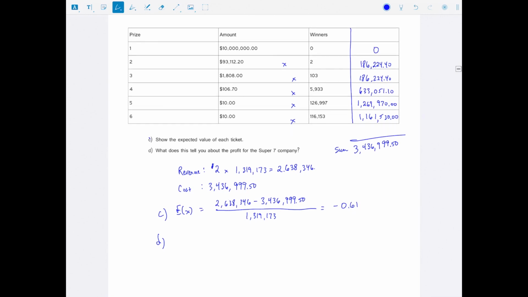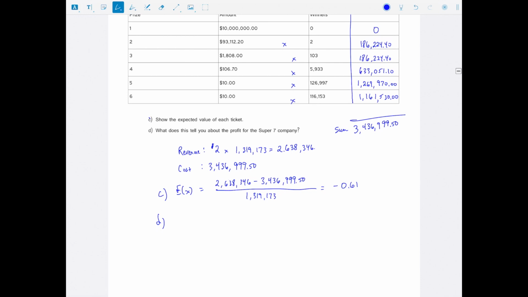So what does this actually tell you about the profit for the Super 7? Well, we can see that their revenue was just over $2 million. And their cost was over $3 million. So we know that Super 7 lost money on this day. Okay? But before you feel bad for them, remember these companies are making massive amounts of money. So they don't mind losing a few dollars one day, and they will gain lots on another day.